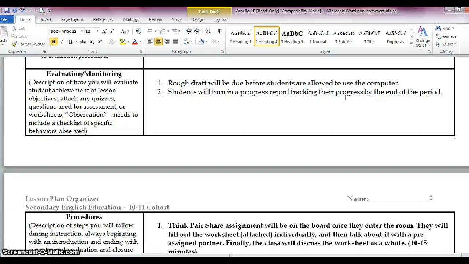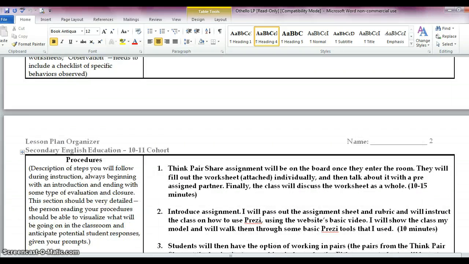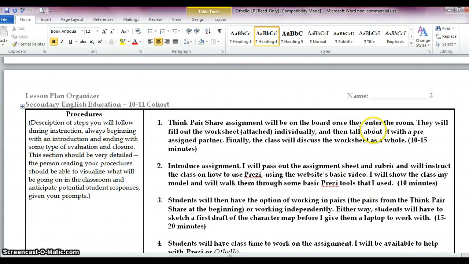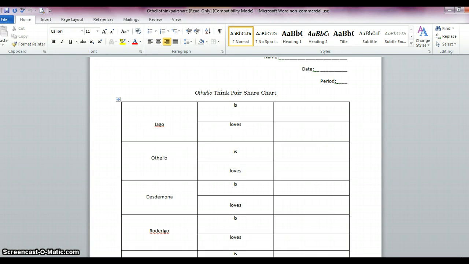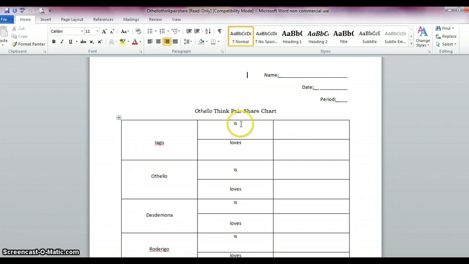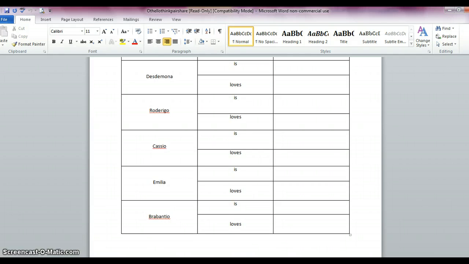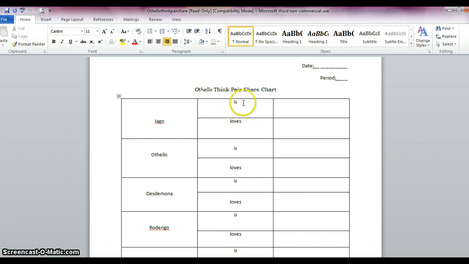So having a rough draft of their character and using this think, pair, share strategy that she has here in number 1 in procedures is really smart, because they'll fill out that worksheet, which I have pulled up right here. I really love the setup of this worksheet, because as you can see, it has all the main characters that she wants them to connect, and then she gives them some guidance with the "is" and "loves," but they still have a lot of freedom to fill out.